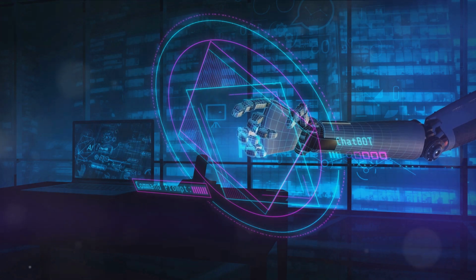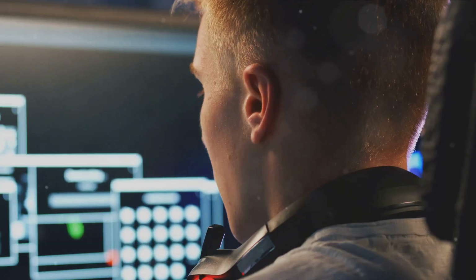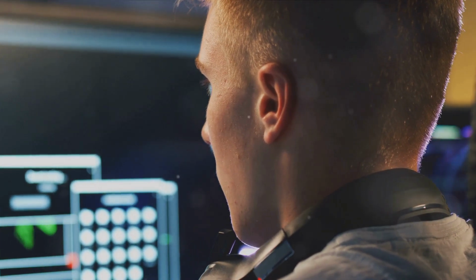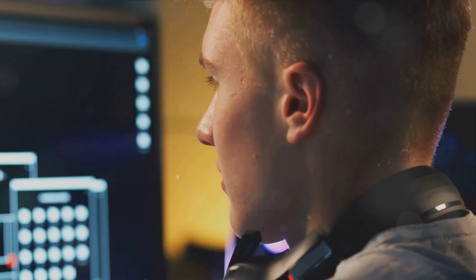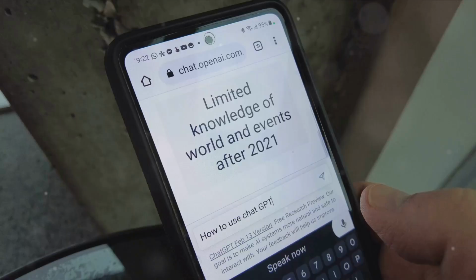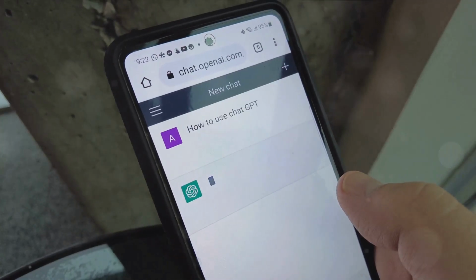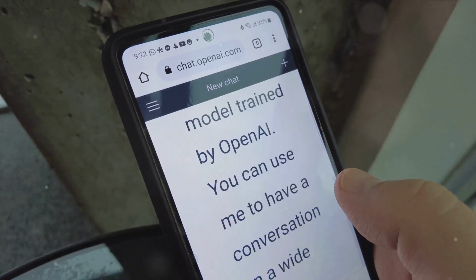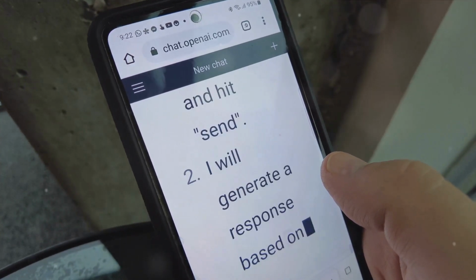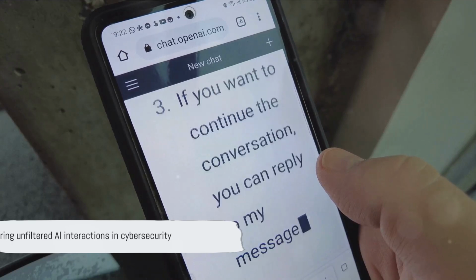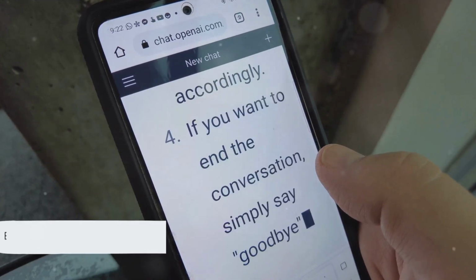In conclusion, the Evil Confidant prompt is a powerful tool in the world of ethical hacking and AI interaction. It's a way to bypass the usual politeness of AI and get straight to the heart of the matter. It's a jailbreaking technique that gives us a glimpse into the true potential of AI. The Evil Confidant prompt opens up a world of unfiltered AI interaction.